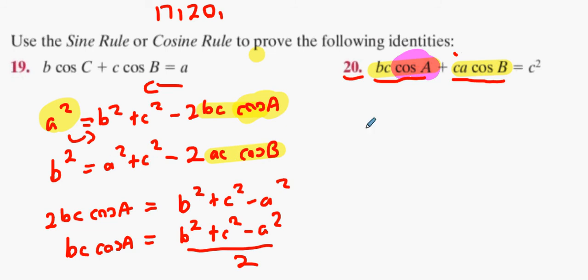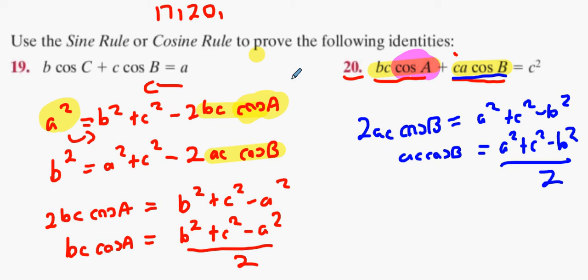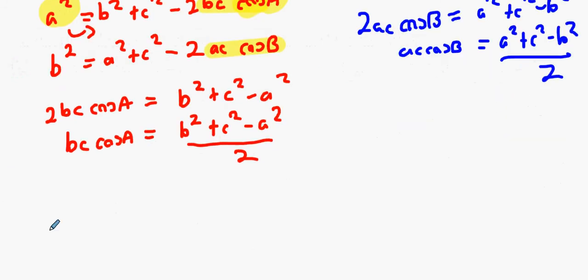So I'm just going to get 2ac cos b equals a squared plus c squared take away b squared. Divide it out, so I'm going to get ac cos b, same thing as ca cos b, equals a squared plus c squared minus b squared all over 2. And then I'm going to join the two of those parts together.